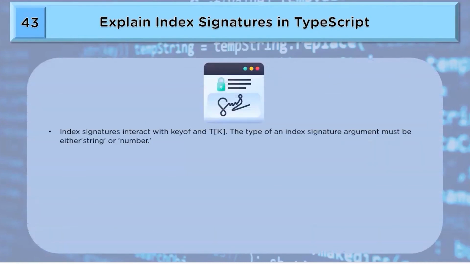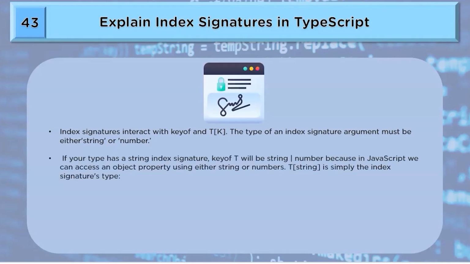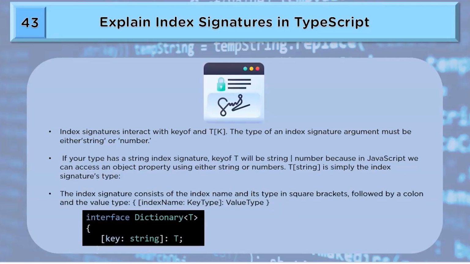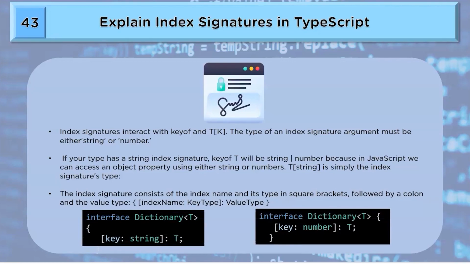Index signatures interact with the keyof and T[K]. The type of an index signature argument must be either a string or a number. If your type has a string index signature, keyof T will be a string or a number, because in JavaScript we can access an object property using either string or numbers, and T[string] is simply the index signature's type. The index signature consists of the index name and its type in square brackets, followed by a colon and the value type.